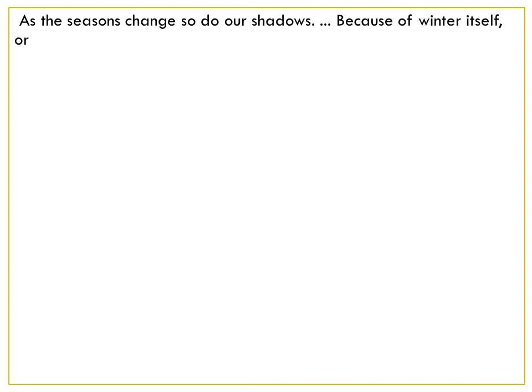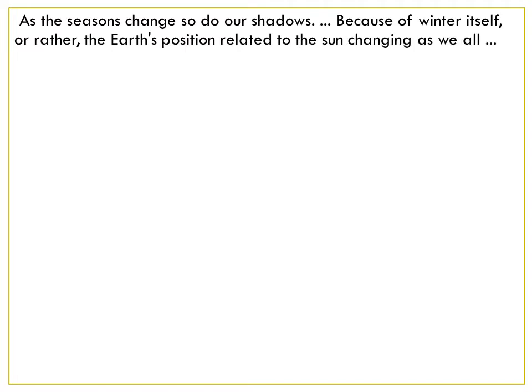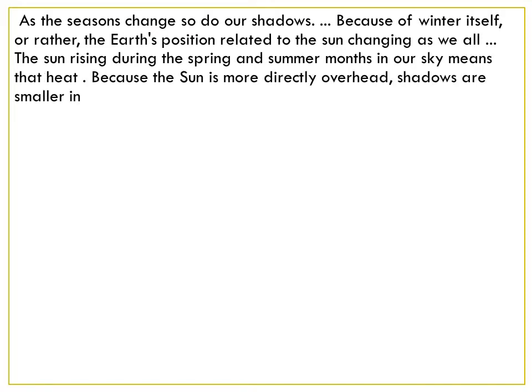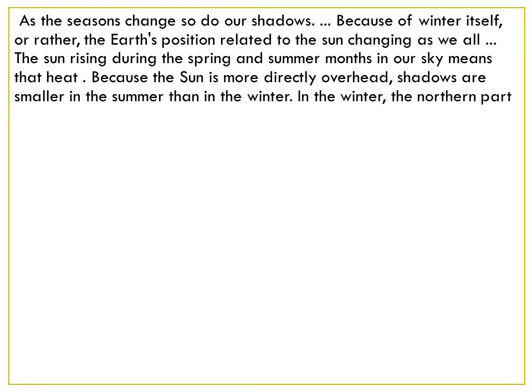Got it, children? As the seasons change, so do our shadows. Because of the Earth's position relative to the sun changing, the sun rises higher in our sky during the spring and summer months, which means more heat. Because the sun is more directly overhead, shadows are smaller in the summer than in the winter.